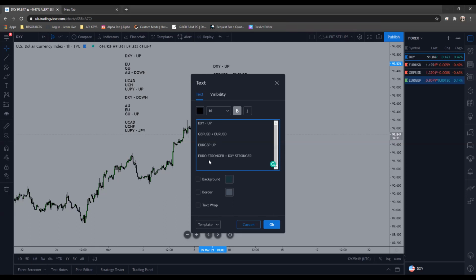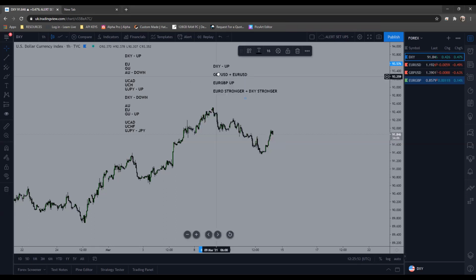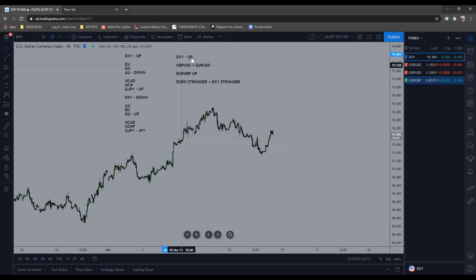If I just do this, so you can read it on the screen. Dixie's going up, GBP USD and Euro USD should be going down, sorry. If Euro GBP is going up and dollar's going up, which would be the better short out of GU and EU? You've got to think about this.